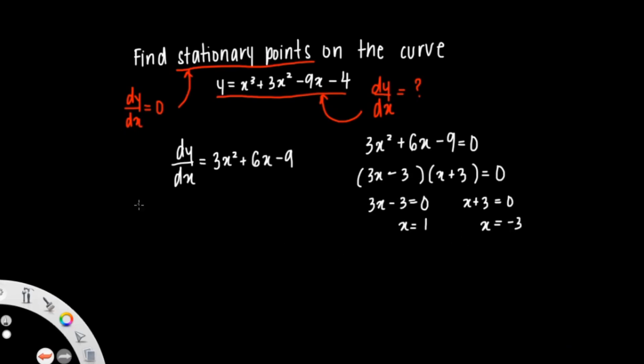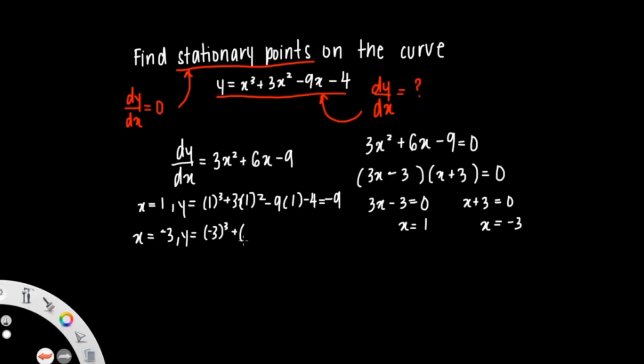Now that we found the x coordinates, we can find the y coordinates by substituting our x coordinates into the equation above. So y equals 1 cubed plus 3 times 1 squared minus 9 times 1 minus 4, giving you negative 9. And when x is negative 3, substitute it in, so that would be y equals negative 3 cubed plus 3 times negative 3 squared minus 9 times negative 3 minus 4, giving you 23. So in conclusion, our stationary points are (1, -9) and (-3, 23).